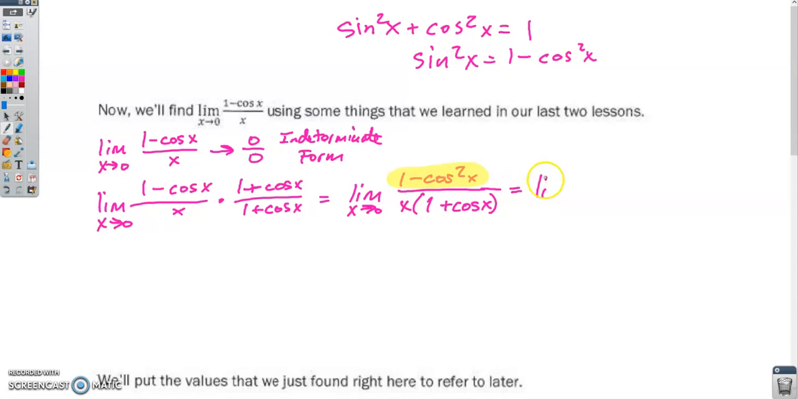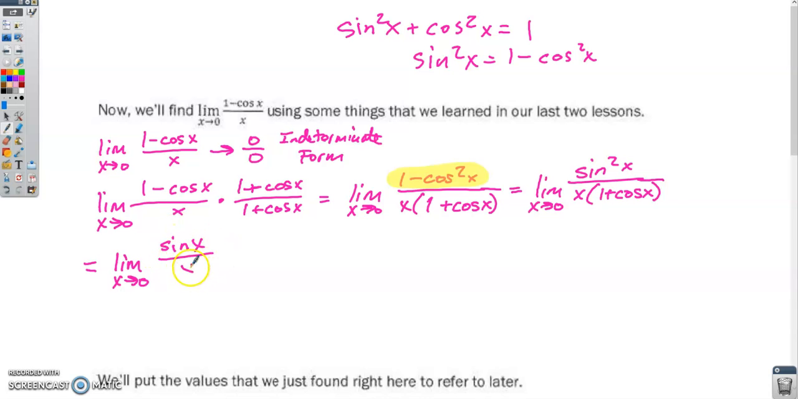And so this becomes the limit as x goes to 0 of sine squared of x over x times the quantity 1 plus cosine of x. Using limit properties that we already know, we know that the product of two limits is the limit of their product. And so we can split this limit into the product of two separate limits. The limit as x goes to 0, and I'm going to take one of the sines from the numerator and the x from the denominator in one limit. And in the other limit, I'm going to take the other sine from the numerator and the quantity 1 plus cosine of x from the denominator.